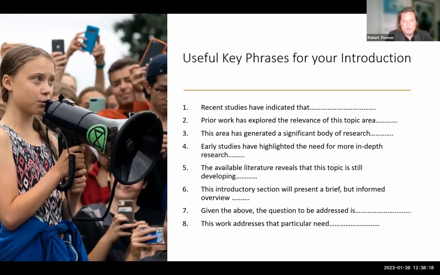So recent studies, prior work. So we're getting some chronology, we're getting some contemporary elements into that. And what is great, if you look at element 5 there, the available literature reveals that the topic is still developing. The moment that you convey to the reader that the theories that you're looking at are still developing, your work has a place within it. Nothing is definitively ever established within an academic framework. Okay, even if they've had 10,000 people as a sample, that doesn't mean the whole world.